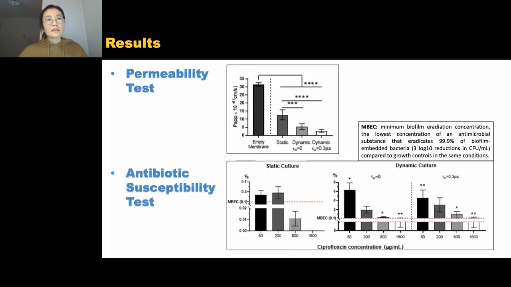The antibiotic susceptibility test shows that after being treated with the same ciprofloxacin concentration, the percentage of surviving bacteria of static cultured biofilms was significantly lower than the dynamic cultured biofilms. And the minimum biofilm eradication concentration measured using our device for static culture biofilms is 800 microgram per ml, while for dynamic culture biofilms, this concentration is higher, which is 1600 microgram per ml.